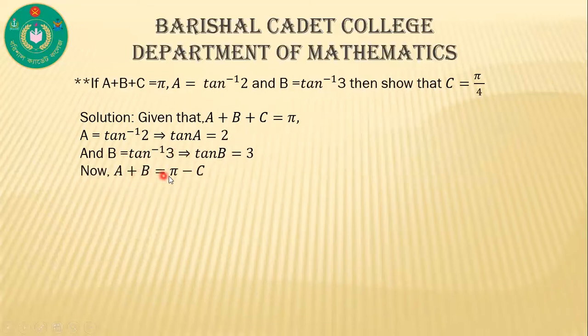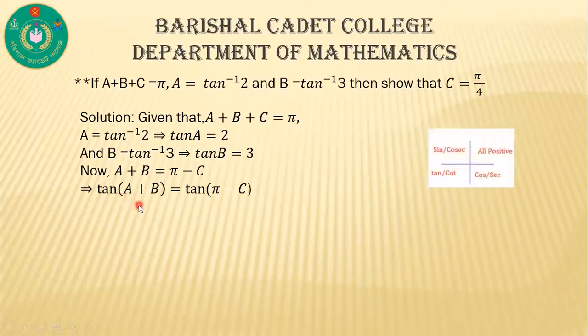Now a plus b is equal to pi minus c. Now taking tan on both sides, then we can write tan of a plus b equals tan of pi minus c. You know the formula tan a plus b is equal to tan a plus tan b by 1 minus tan a tan b.